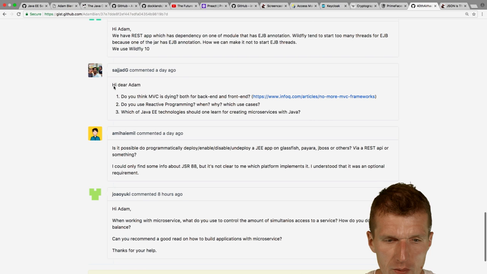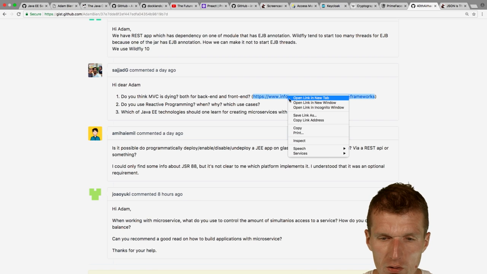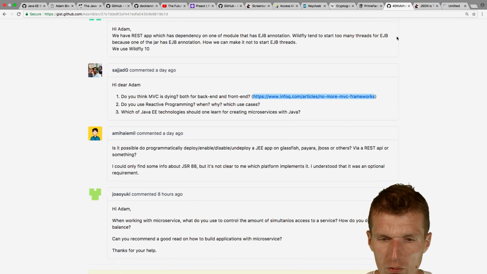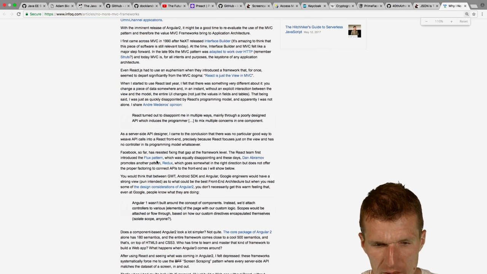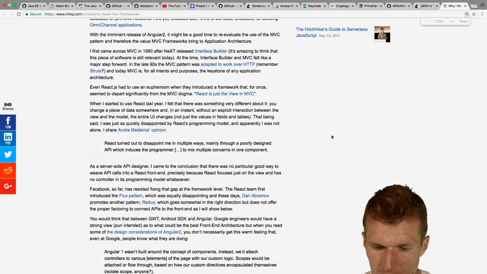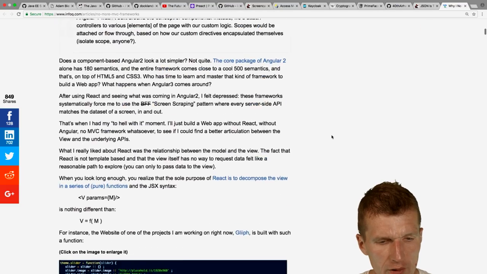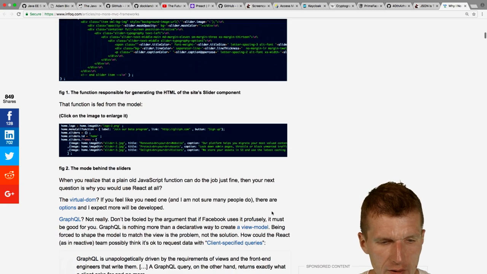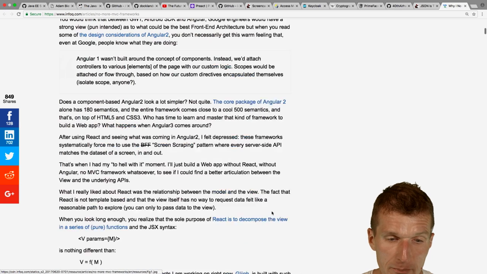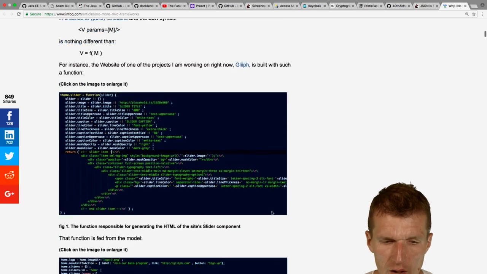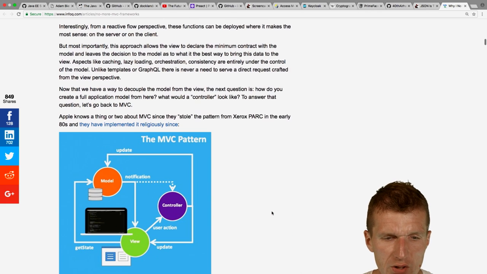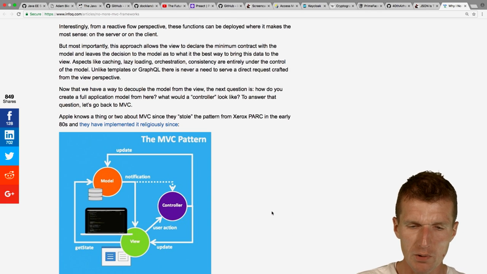Next one: there is an interesting, very formal article on InfoQ, "Why I no longer use MVC frameworks?" And it explains very formally what React does, how HTML5 looks like, and there is a SAM principle called state, actions, and model, which in my eyes is very similar to MVC. And then he says, okay, he doesn't like MVC frameworks anymore, and the new stuff is SAM and TLA+.